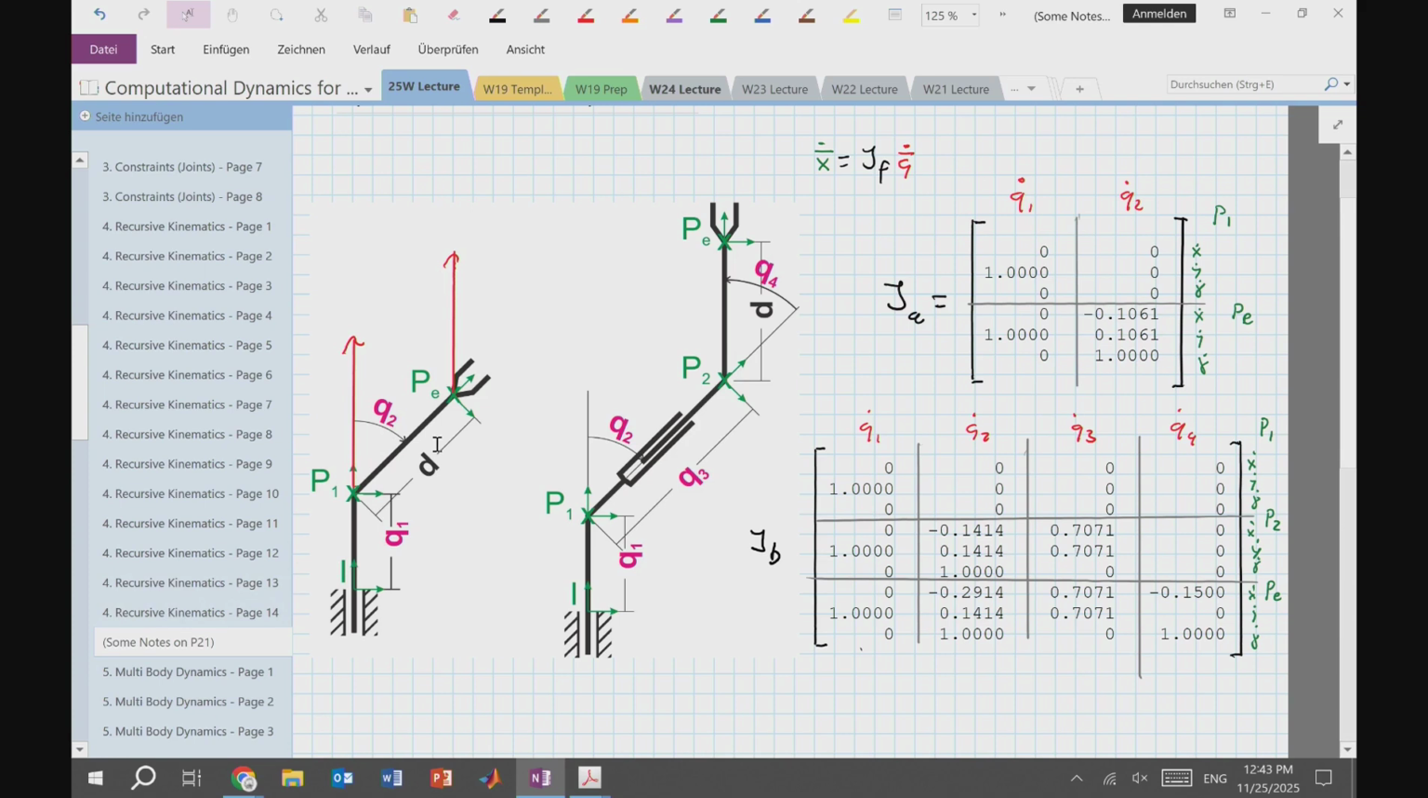P1 and PE will have the same velocity here, shown just two-dimensionally, but in this case we also don't have any rotation. So this would be the red arrows. Blue arrows.